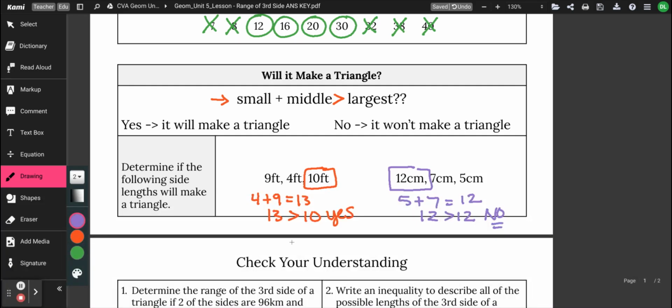Okay, that's your lesson. Go ahead and do the check your understanding, and then the link will be at the bottom for the answers.